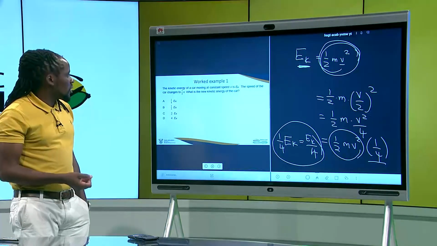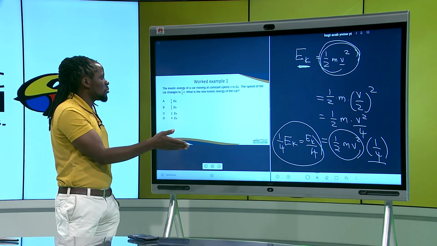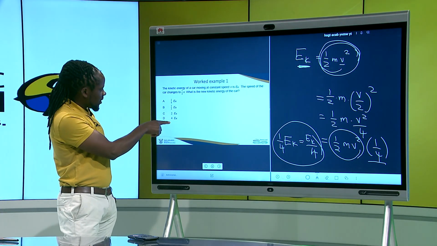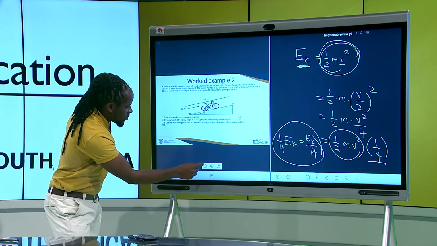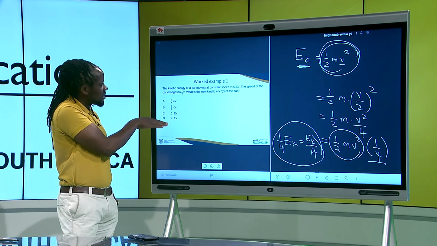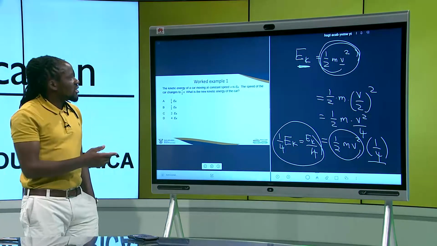So this is a skill that you need to master as far as solving multiple choice questions. The key question that you need to ask yourself is whether, if we change the speed, the kinetic energy increases, decreases, or remains the same. If you look at C and D, they say that the kinetic energy has increased. It means C and D are distractors. So our answer is between A and B, which say decrease. But the actual one is 1/4 EK. It means the answer is A.